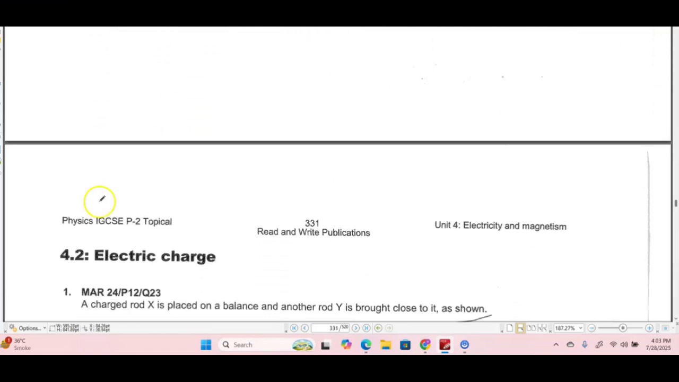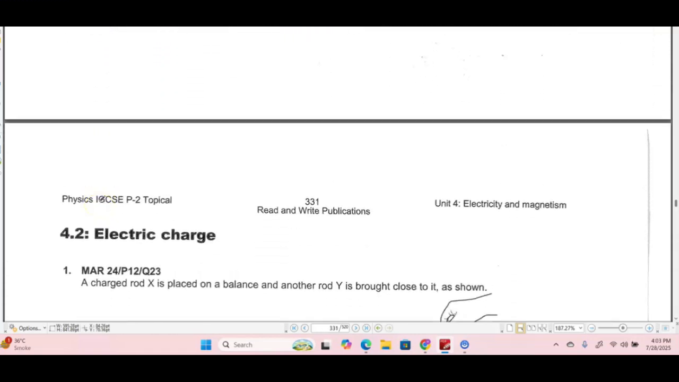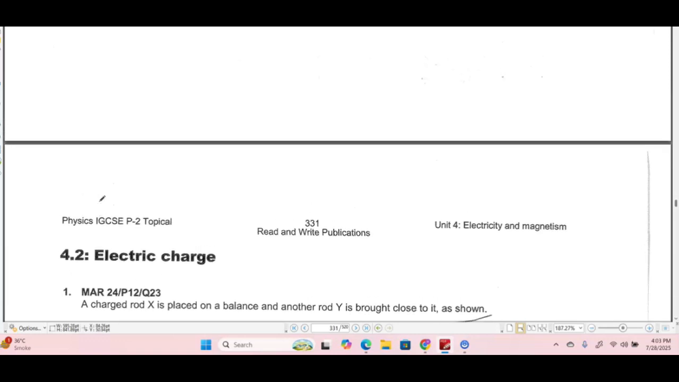So this brings us to the end of our topic 4.1, which was simple phenomena of magnetism.